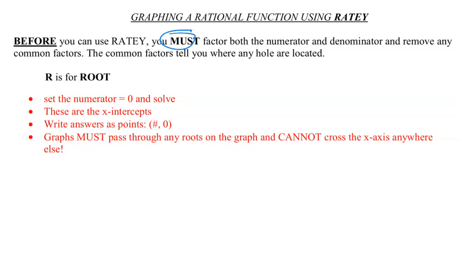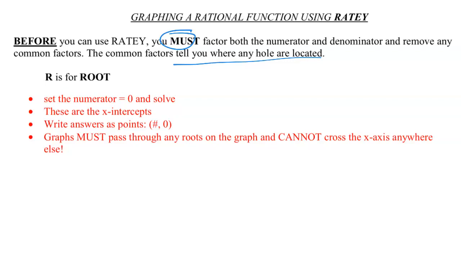The common factors tell you where any holes are located, and so just like the previous example, whenever we had x minus 3 cancel out, that represented a hole in the graph, and so that's got to be done first. Once you do that, you can jump into finding the information. So I'm going to give you a second here to pause and write in the information here for root, and then I'll just discuss real quick.